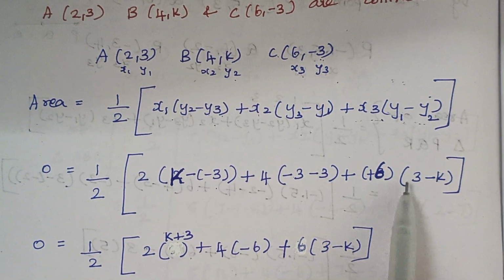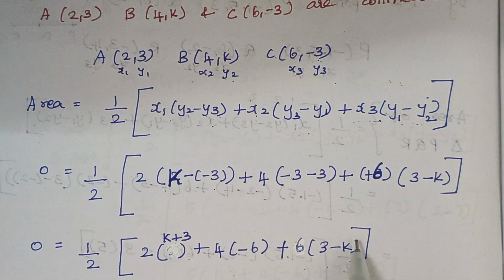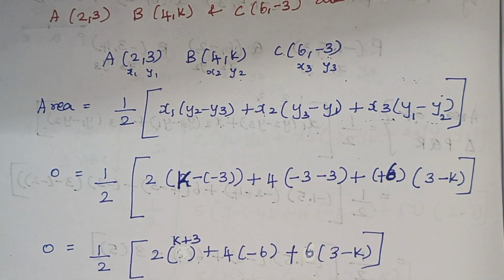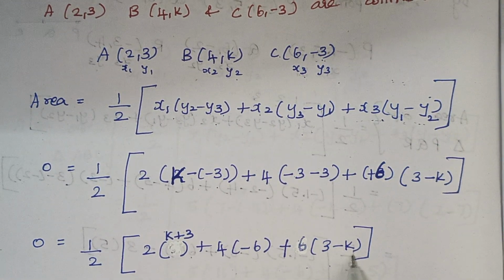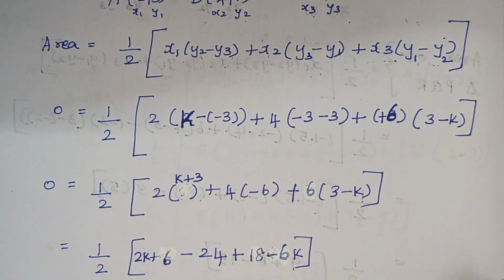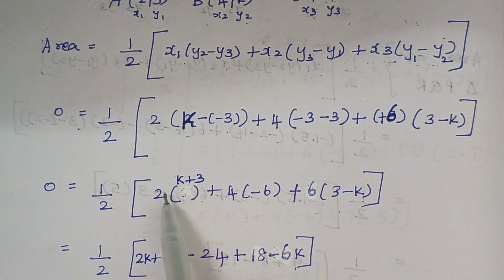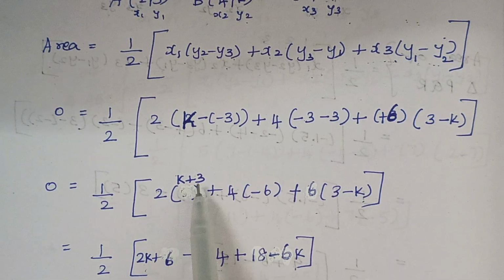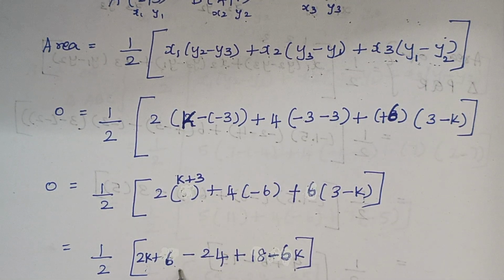And here 6 into 3 minus k. Because we have a constant here, we can't do anything, so we are keeping this as k as such. Now we are going to simplify. So 2 into k plus 3. So 2 into k, 2k. 2 into 3, 6. So 2k plus 6.